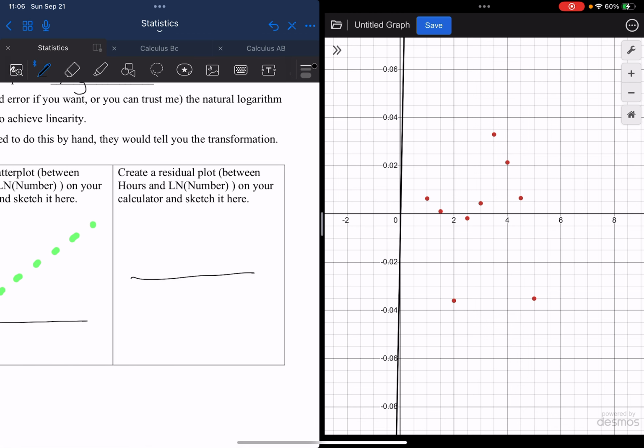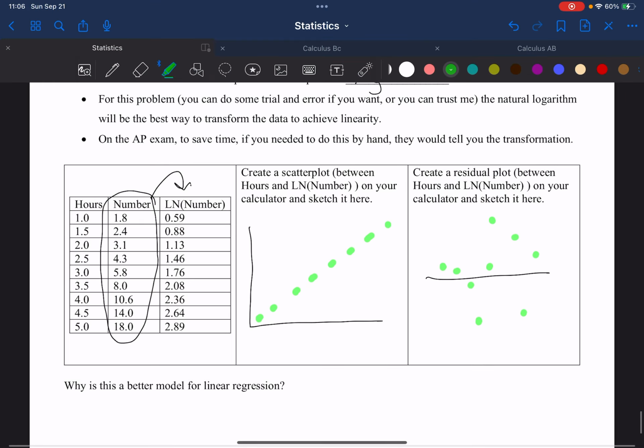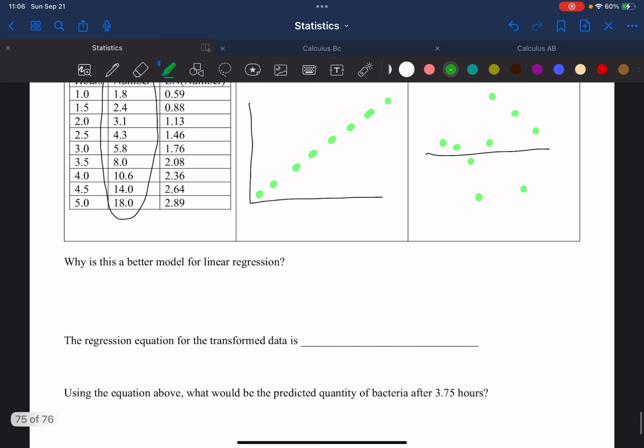Okay, what you should notice is that it is kind of all over the place. We do not see a pattern anymore. And this is what we want. We want to not see a pattern, because remember, in order to see if it is appropriate to match our data, we need to see that there is no pattern in the residual plot. So we would say, why is this a better model for the linear regression?